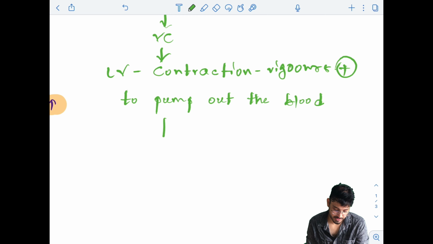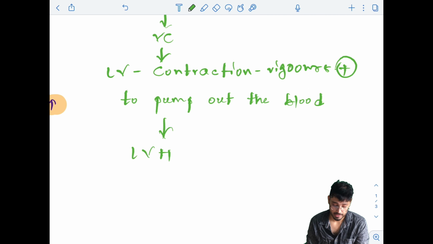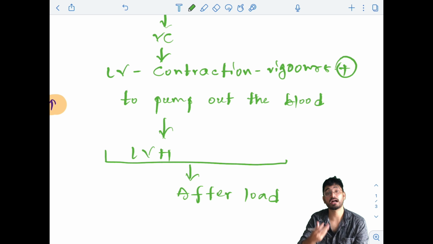Because of this, what happens? There are higher chances of LVH. Again, the hypertrophy will be occurring, right? And this load over the heart is called afterload. What is meant by afterload? The load over the heart after pumping out the blood into the blood vessels is called afterload.